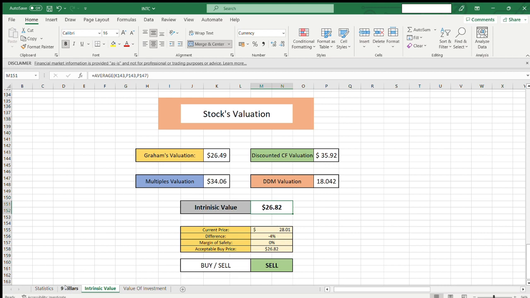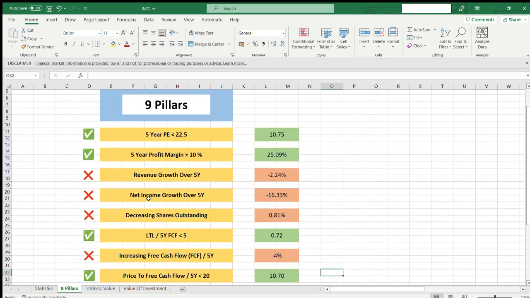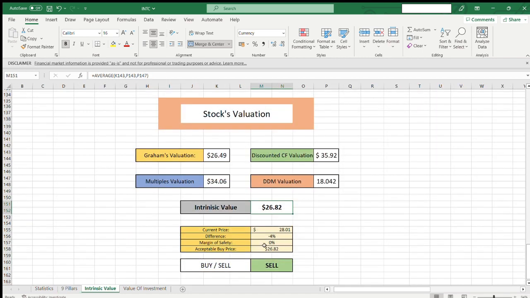Now, due to the 9-pillar analysis and the fact that we found that there is no revenue growth or no net income growth or no increasing free cash flow, I want a higher safety margin. So I want a safety margin of about 20%, which will give me an acceptable price of $21.45. Now, if you wanted to take a little bit more risk, you could plug in a safety margin of only 10%, and in that case you would be buying at $24.